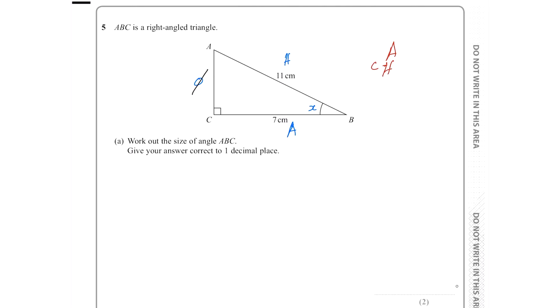So we're going to use the cosine rule, so that's going to be cos X is equal to 7 over 11, and then we have X is equal to the inverse cos of 7 over 11, and that to one decimal place is 50.5 when you put that in your calculator.